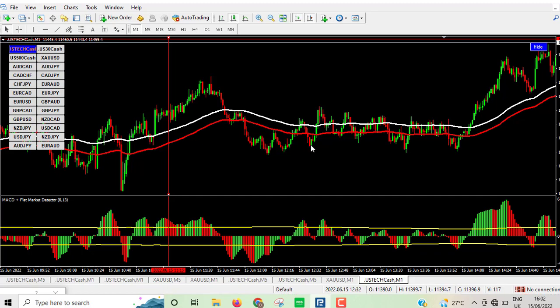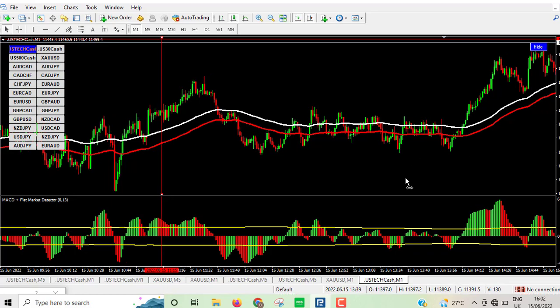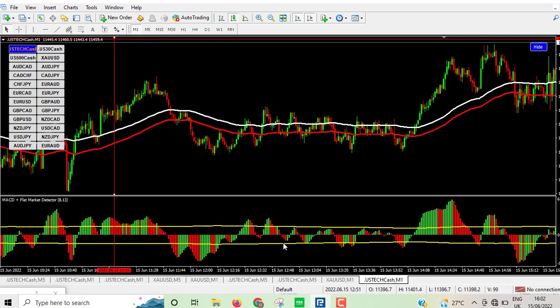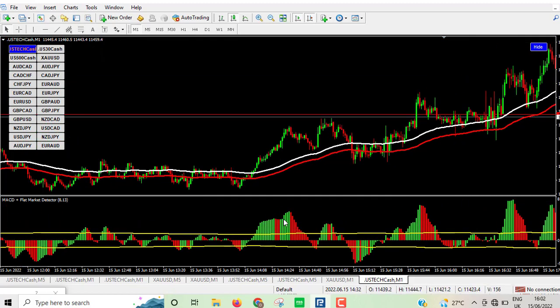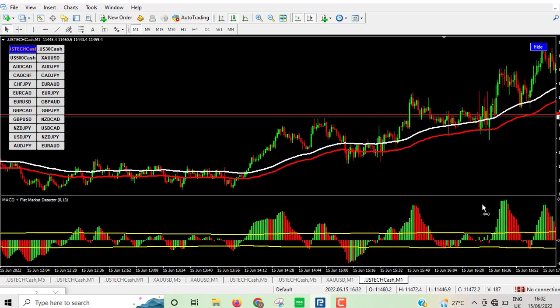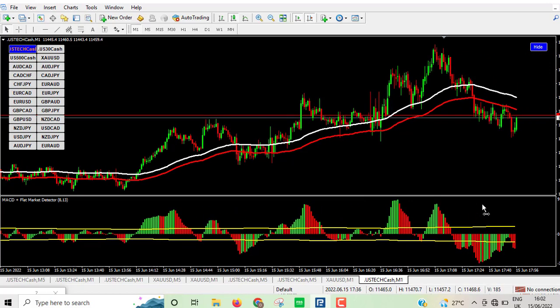Here at this point, we have a break here. We have another break here. We have another break here, and there. So at this particular point, you may not trade because this is a flat zone until it breaks above again. So we have another one here, another one. So you can keep on adding to your running trade if you've not closed the previous one.